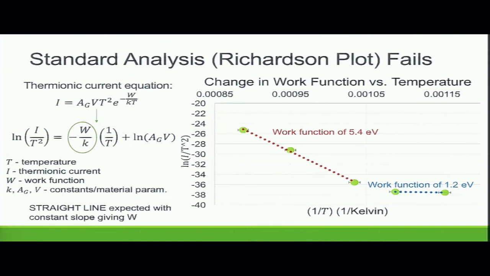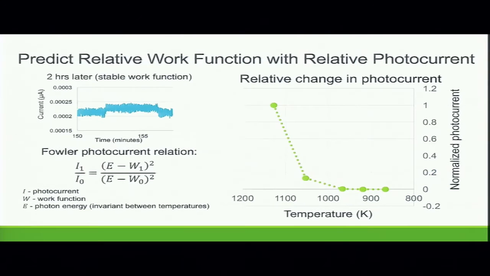So instead, I developed another one. This is an analysis using the photoemission from the same time period. What we do here is we take the normal photoemission equation and divide it so we get a relative photocurrent. We can already see through this equation how this change, this is temperature and this is the photocurrent, may be indicative of work function changes.